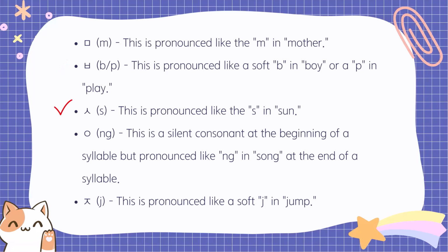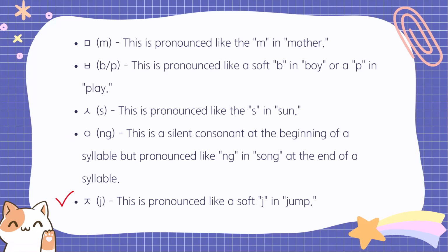시옷. S. This is pronounced like the S in sun. 이응. Ang. This is a silent consonant at the beginning of a syllable but pronounced like ang in song at the end of a syllable.